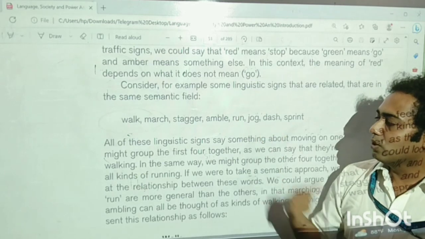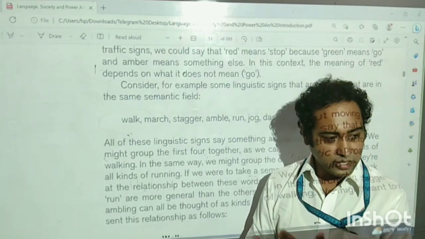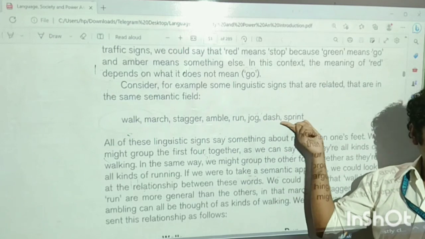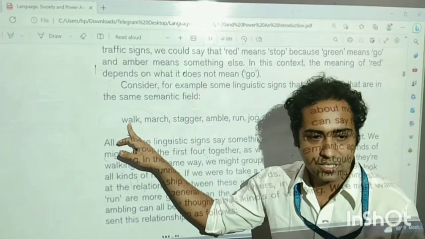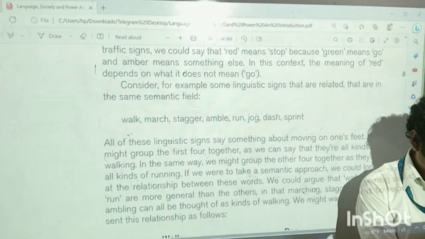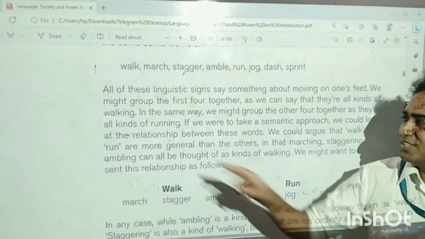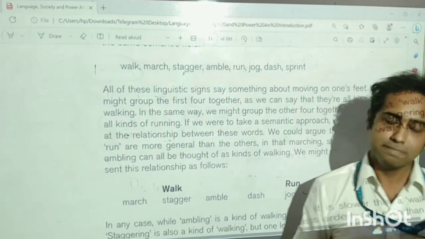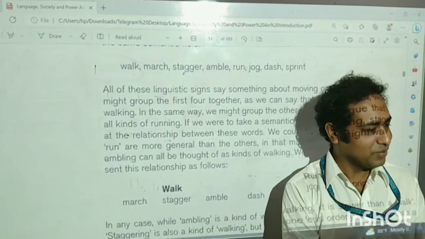And it symbolizes one thing. What? Any kind of running, walking. That is walk, march, stagger. The speed is increasing. At the last point, it is the fastest, and walk is the slowest. So let's just go through it. All of these words say something about moving on one's feet. Clear? You don't need to go to the dictionary and check the meaning of it.